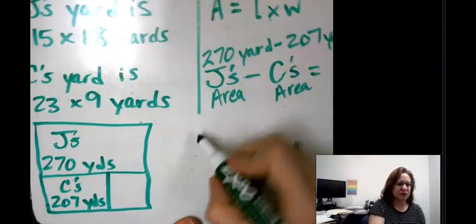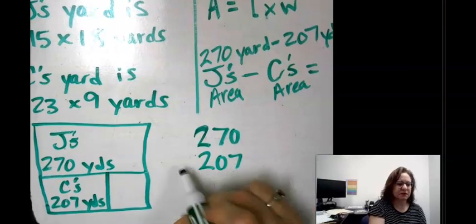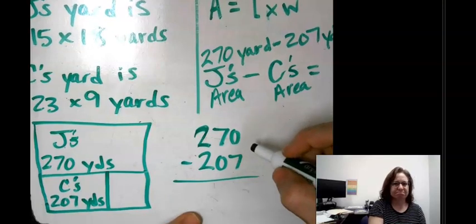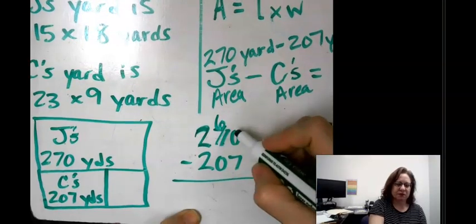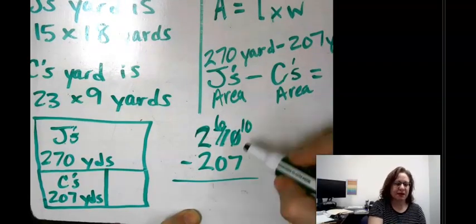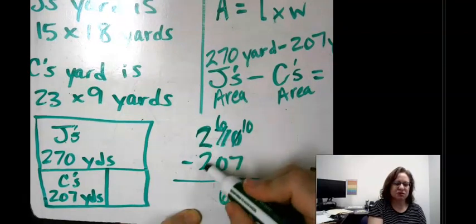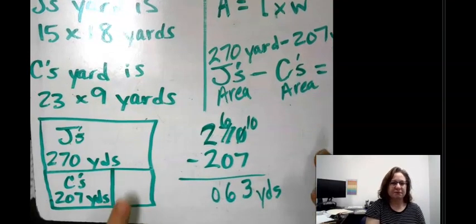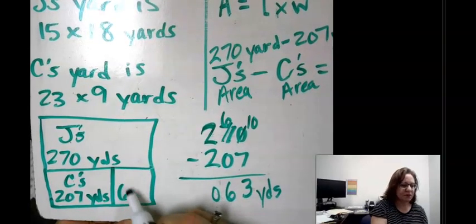Okay, so we're going to subtract 207 from 270. Can I take 7 out of 0? Nope, I'm going to have to borrow from my neighbor. I'm borrowing 10 from the tens place and adding it to the ones place. 10 plus 0 is still 10. Now, 10 minus 7 is 3, and 6 minus 0 is 6, and 2 minus 2 is 0. So the difference, right here, is 63 yards.